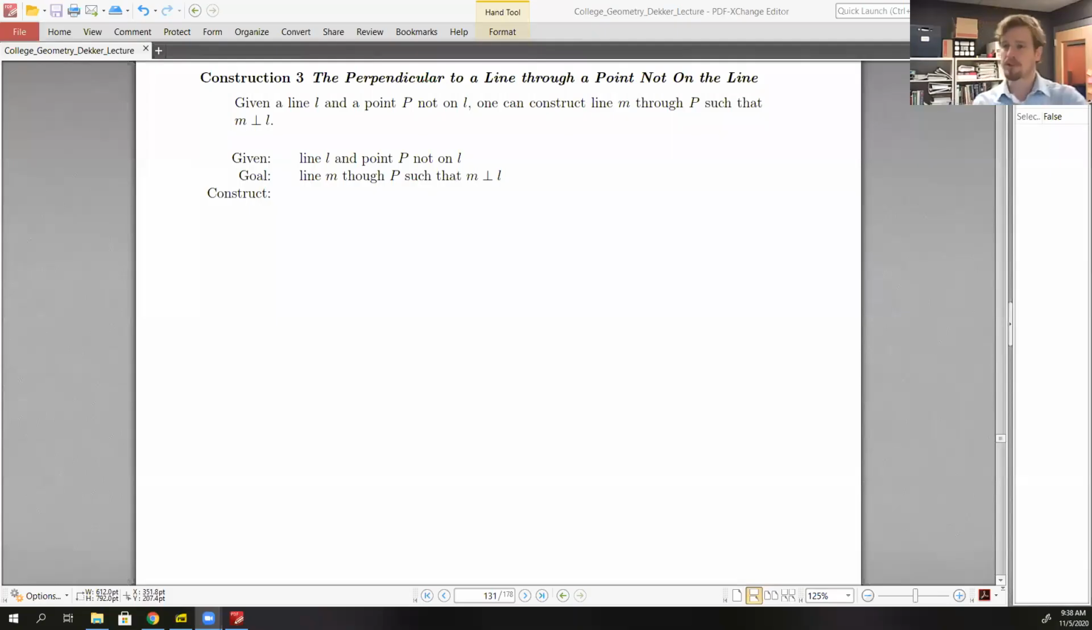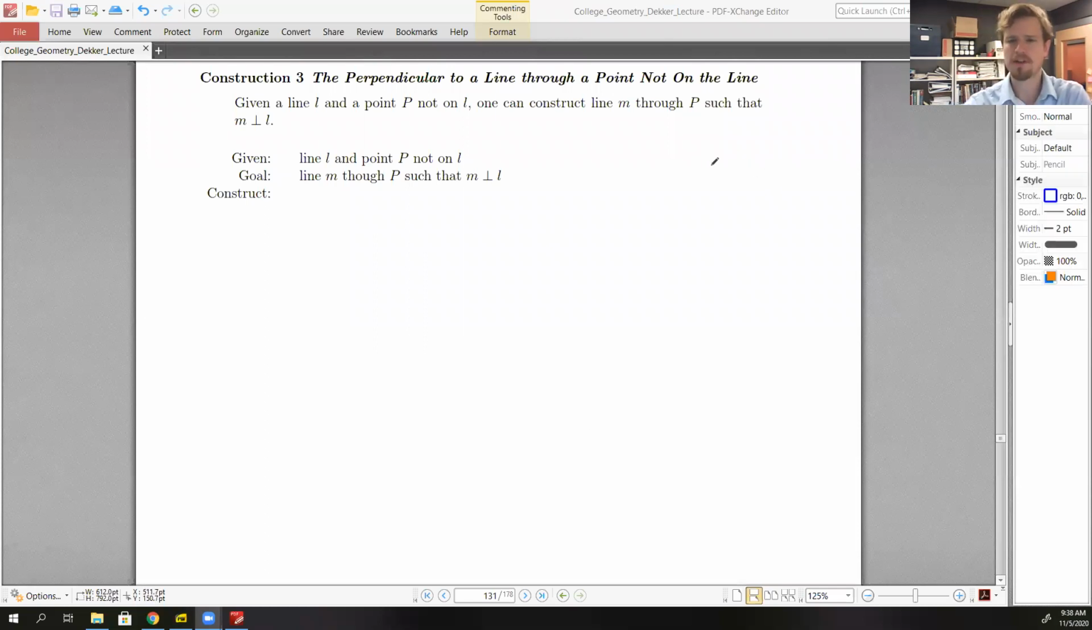Welcome to geometry. We want to take a look at constructions again, and in this case, construction 3, our third construction, which is the perpendicular to a line again. So it's our third example of a perpendicular, but in this case, we're looking for a perpendicular through a point that is not on the line.